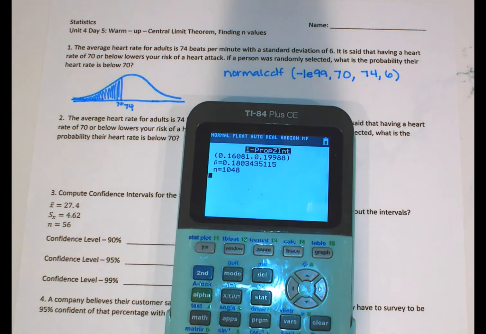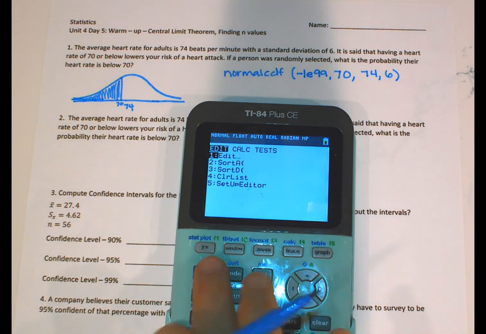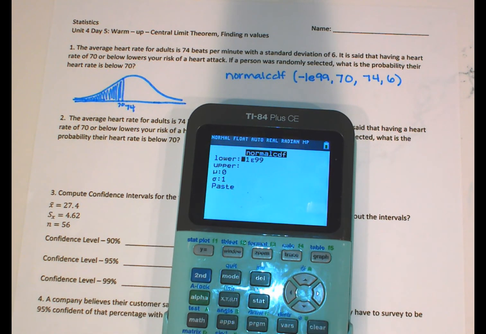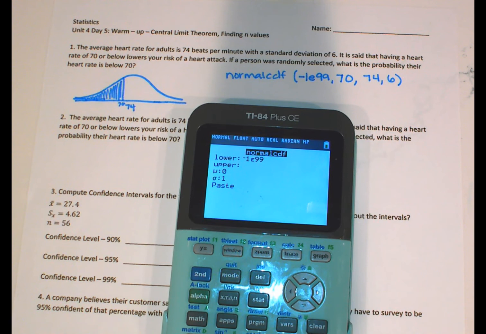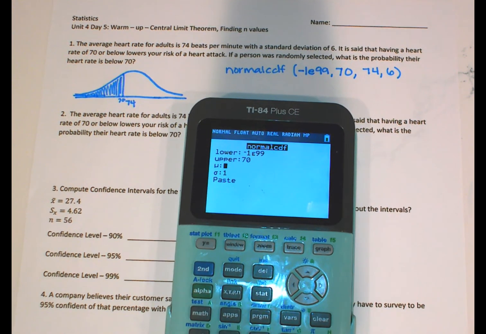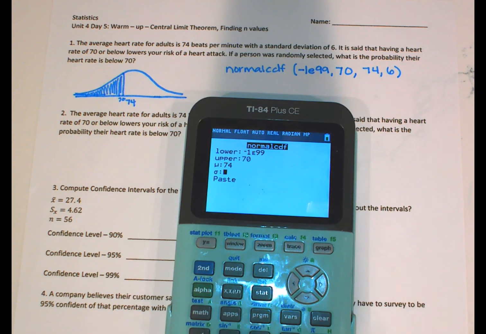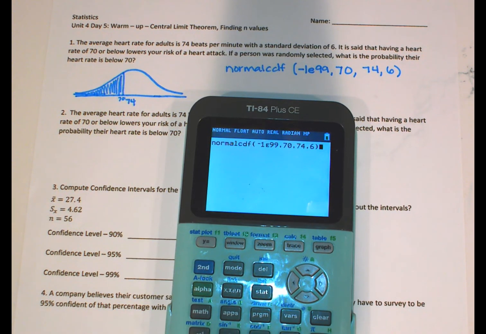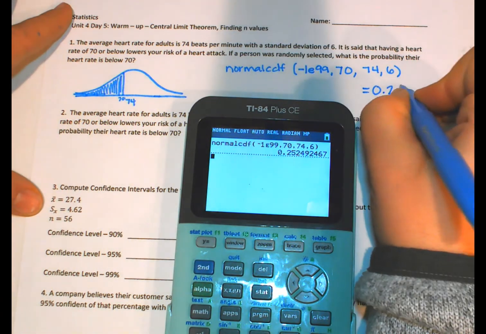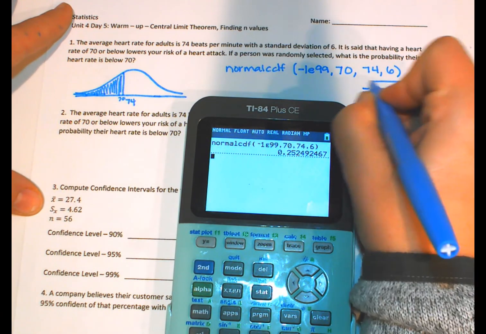So we'll go ahead and hit second vars, my apologies, and normal CDF. My lower bound, negative 1e to the 99. My upper bound is 70. My mean is 74, and my standard deviation is 6. So I get that my probability is 0.2525 when I round that.